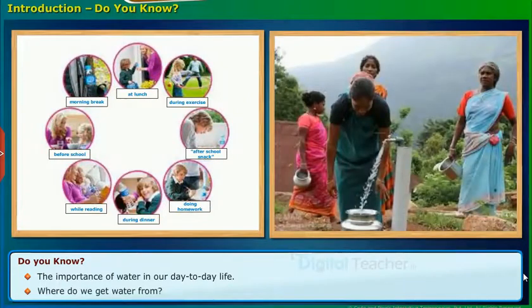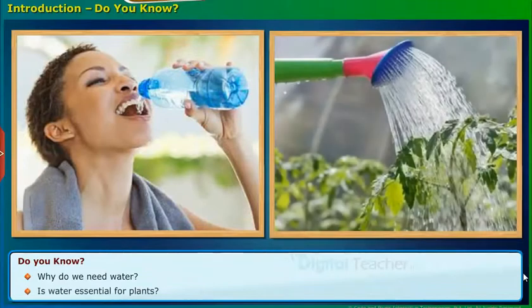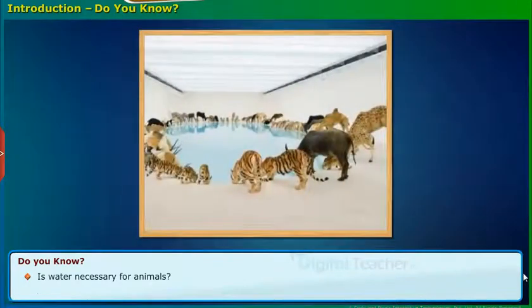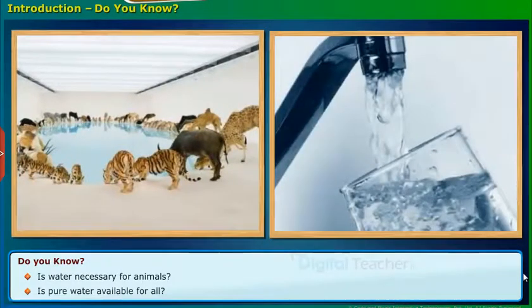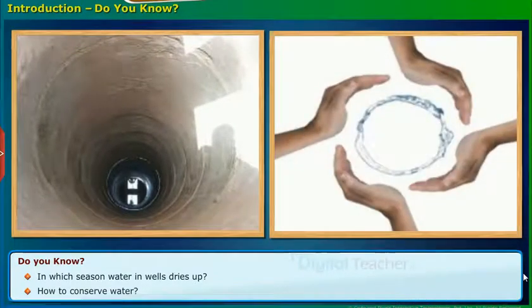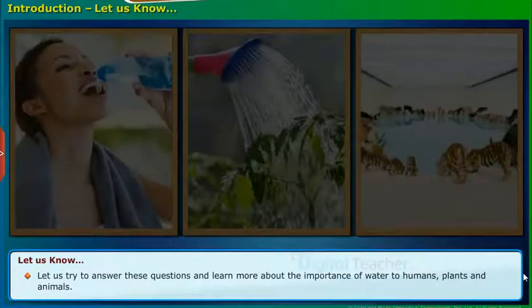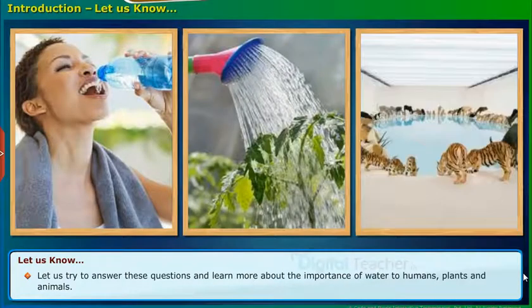Where do we get water from? Why do we need water? Is water essential for plants? Is water necessary for animals? Is pure water available for all? In which season does water in wells dry up? How to conserve water? Let us try to answer these questions and learn more about the importance of water to humans, plants, and animals.